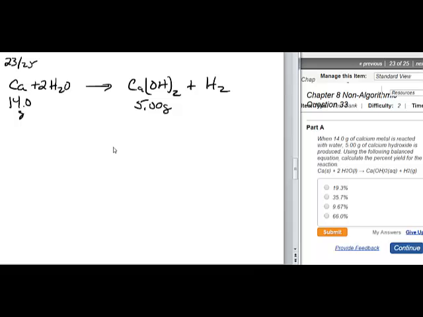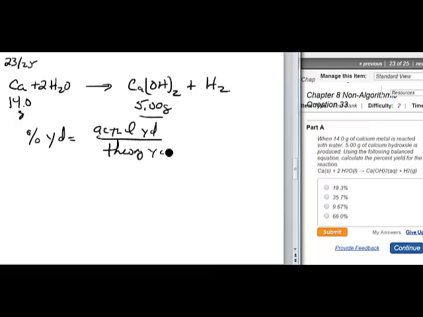So this is Chapter 8, Question 33, non-algorithmic, number 23 in the list. I'm going to react 14 grams of calcium with water, and it is going to produce calcium hydroxide, and I'm going to get this 5 grams out. Use the following balanced equation, which I've written down, to calculate the percent yield. So remember percent yield. What we need is an actual yield divided by the theoretical yield, how much we should get, times 100%.